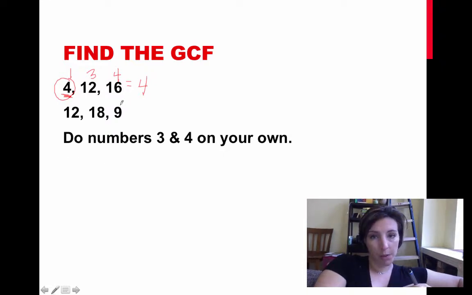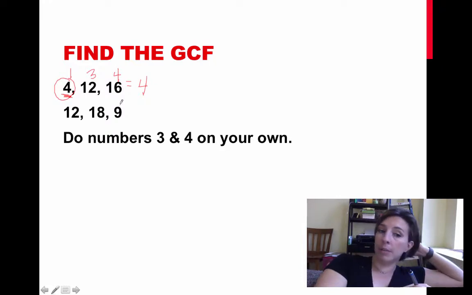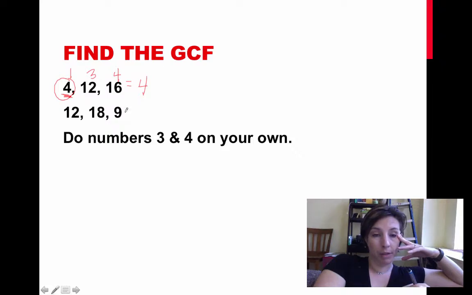So let's look at this one. Let's first of all check our smallest number. Does 9 go into all of these numbers evenly? No. It does go into 18 evenly, but it does not go into 12 evenly. So let's think about some of 9's factors. 9 times 1 is 9, and 3 times 3 is 9, and that's it. So 1, 3, and 9 are 9's only factors. So let's see if 3 goes into all of these, and it does. So 3 is the greatest common factor because 12 divided by 3 is 4, 18 divided by 3 is 6, and 9 divided by 3 is 3.